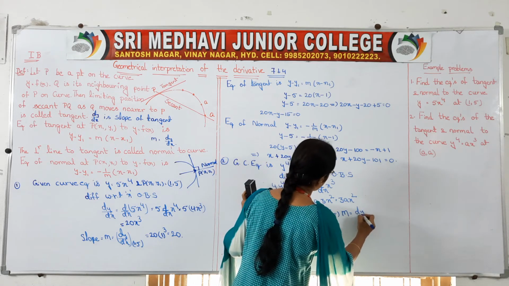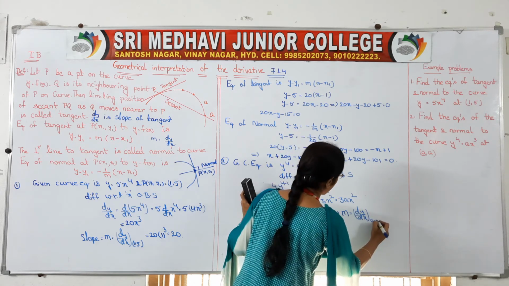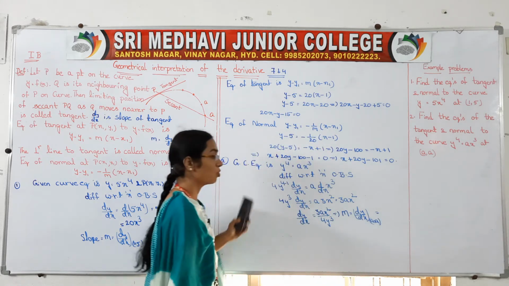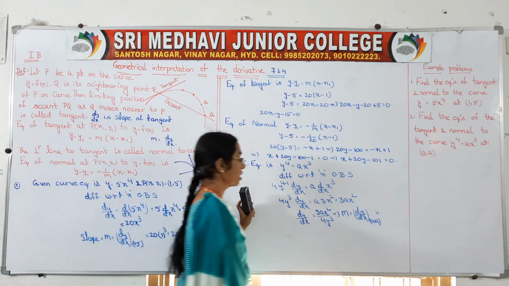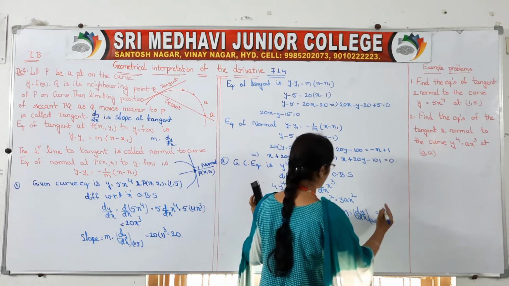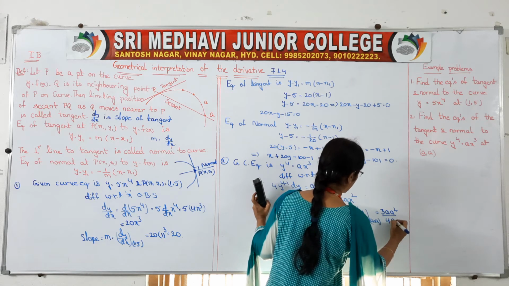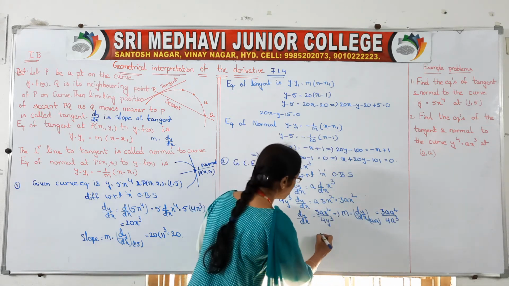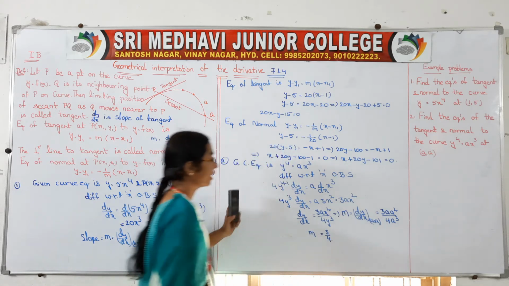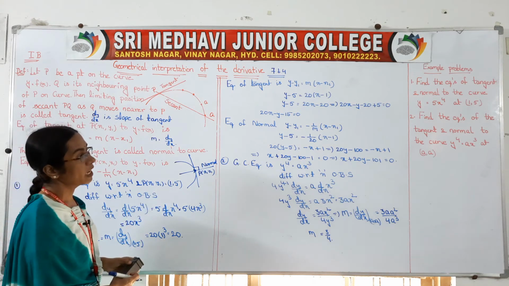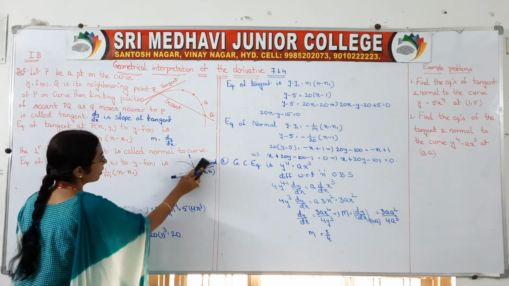What is m? m at the given point. What is the given point? a comma a. We have to find m, the slope. Slope of any curve is equal to dy by dx at the given point. So in x place a, in y place a, you have to take 3a into a square by 4 into a cube, which is equal to 3 by 4, that is your m value. Okay, once we got the m value, we can find the equation of the tangent and equation of the normal.